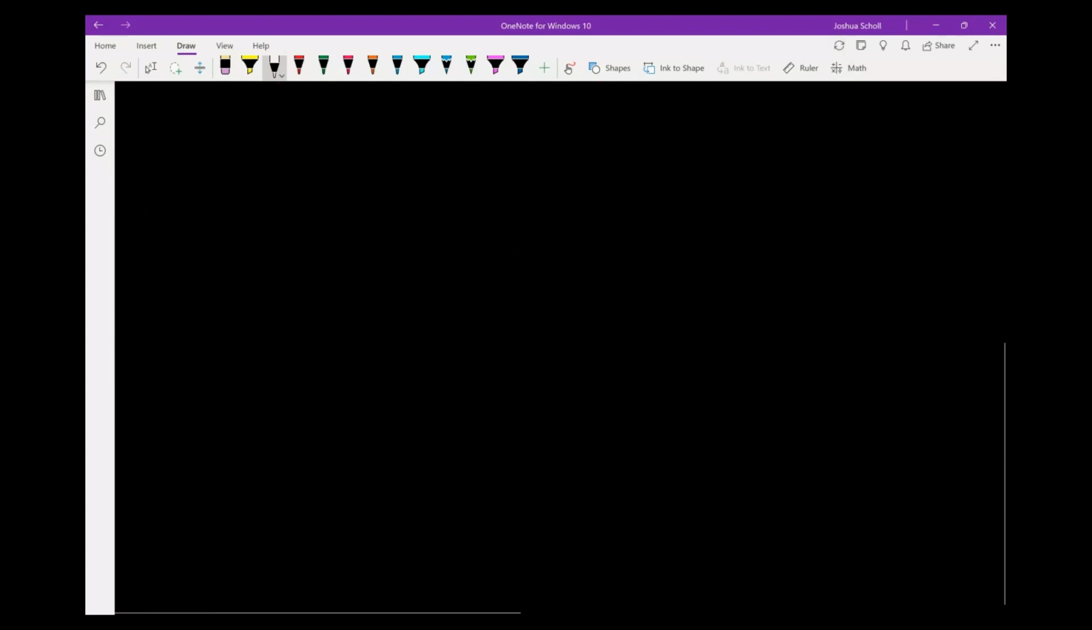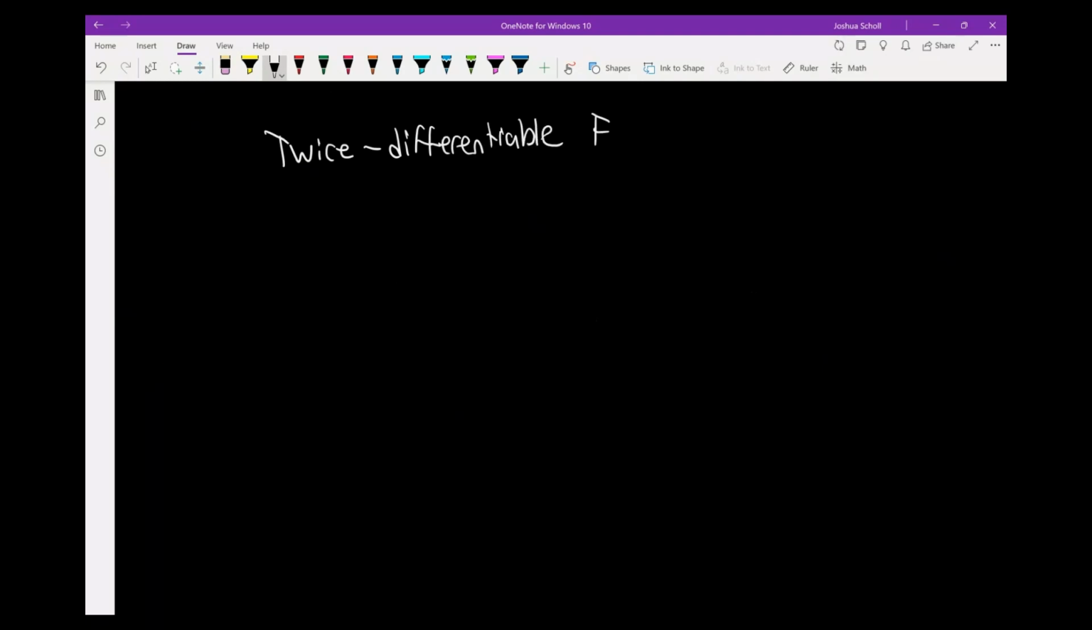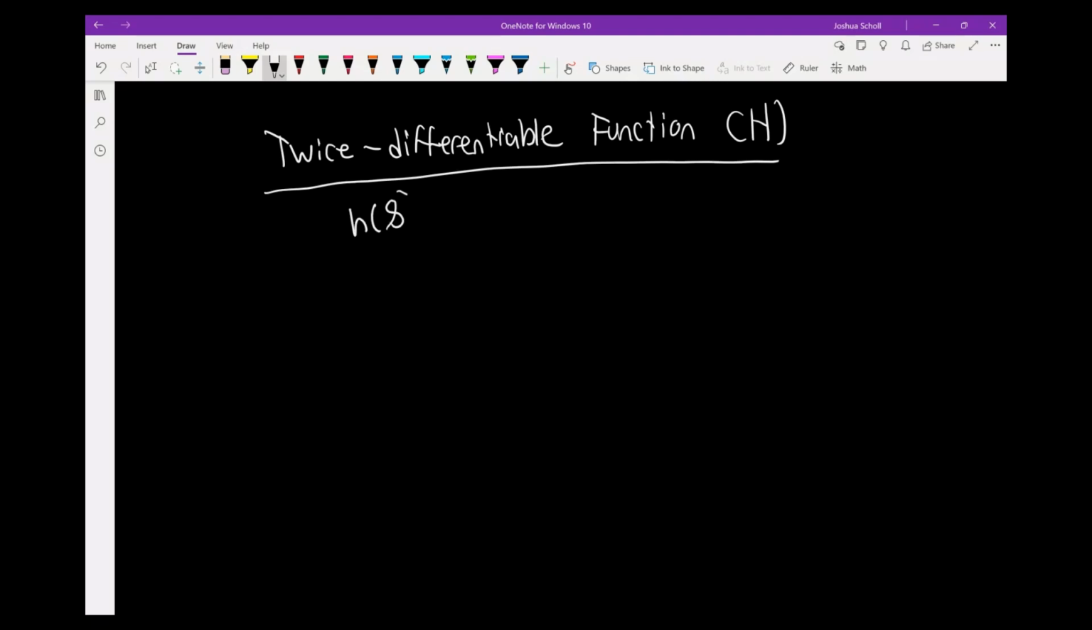So let's look at an example. Let's say we have a twice differentiable function, which is h. And for the sake of this question, let's assume that the derivative exists in a neighborhood around x equals 8. So we have h of 8 equals 5, h prime of 8 equals 0, and h double prime of 8 equals negative 4.